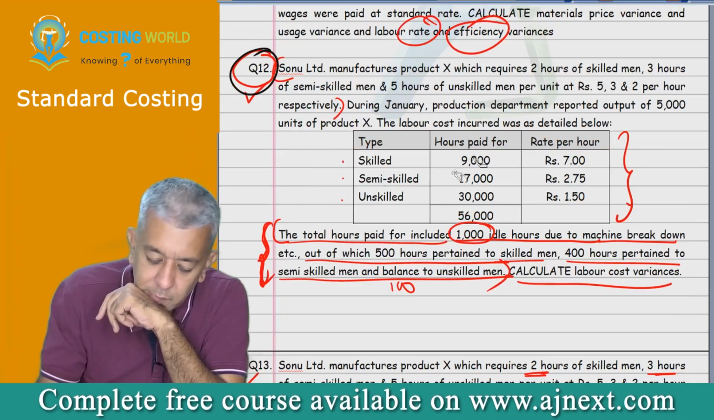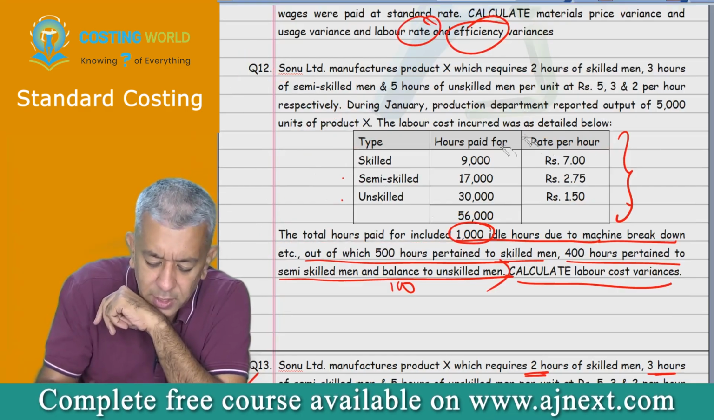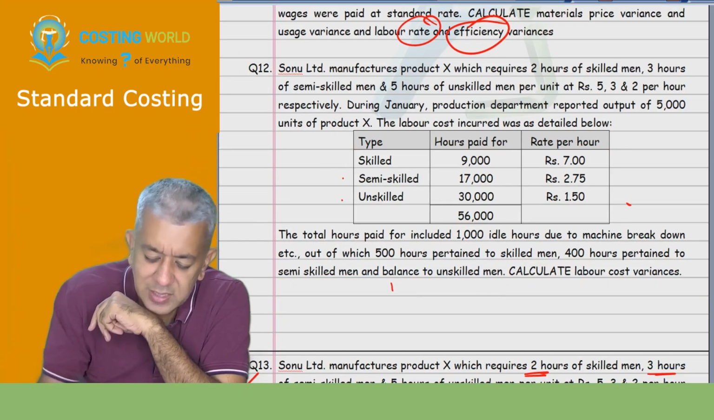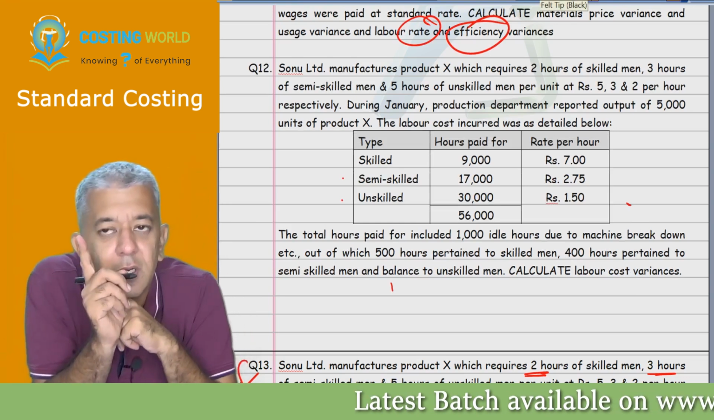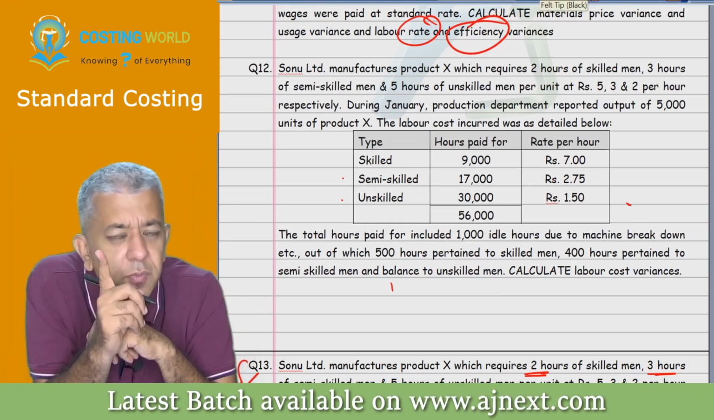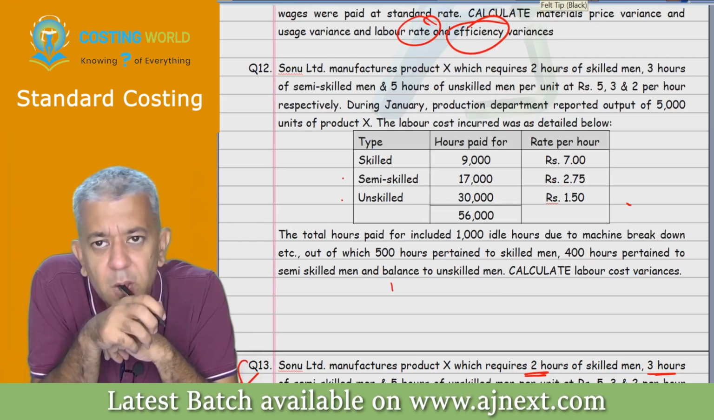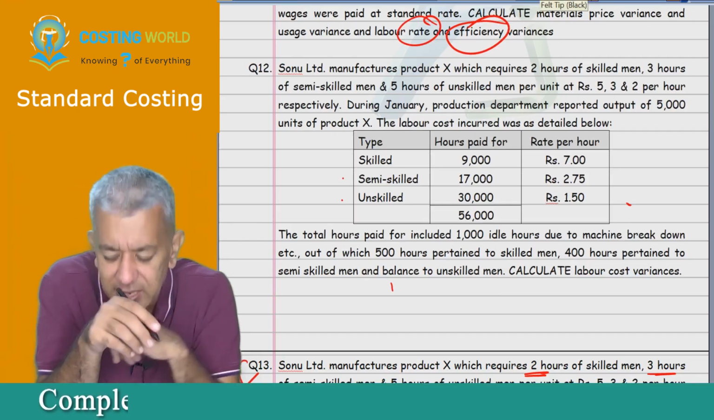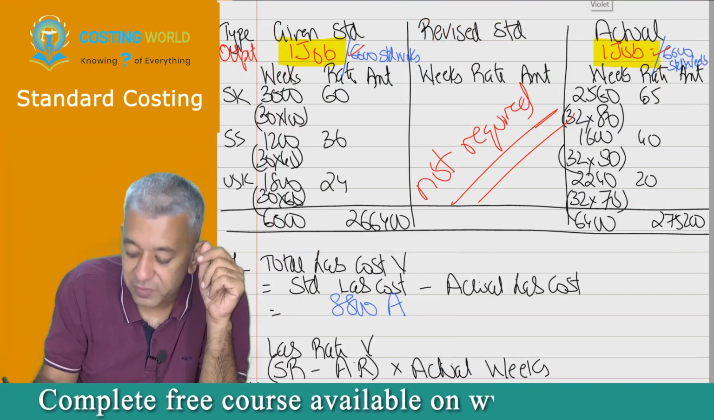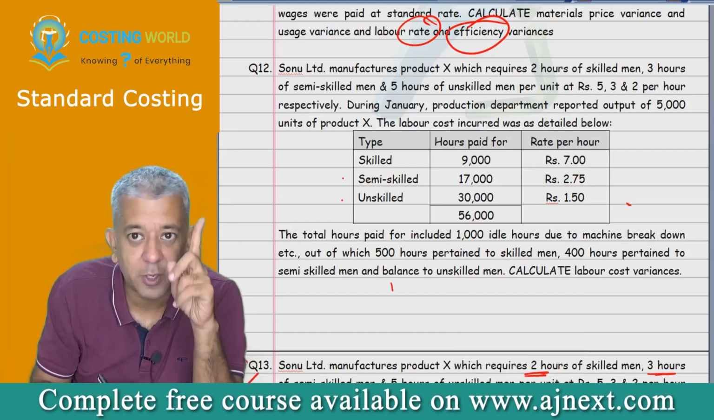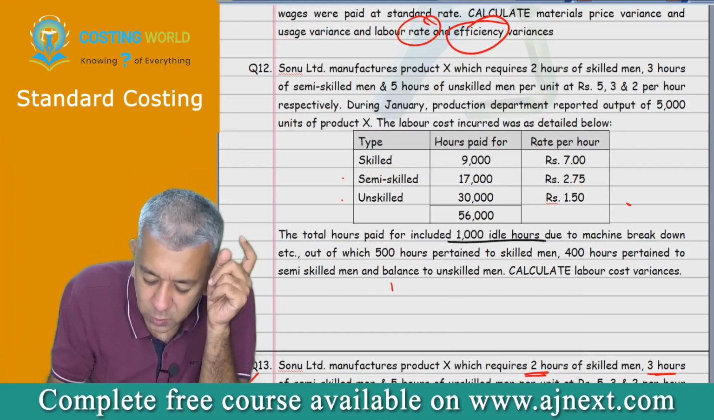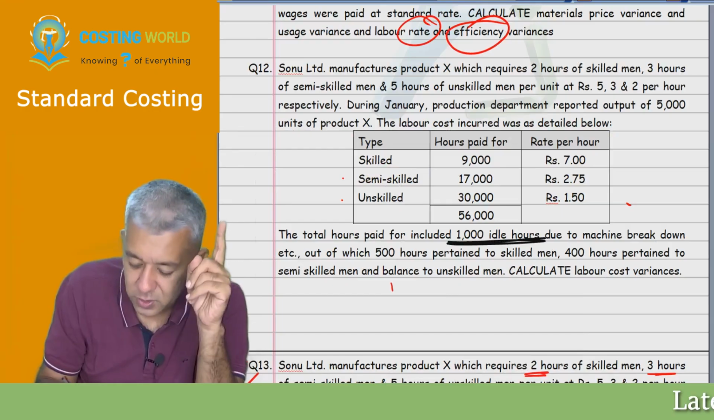Now, you all did this question last time. I think you all had made the revised standard for 1 unit. Correct, no? In your notebooks, you will come there. And the revised standard was prepared for 5,000 units. Let me also just try to remind you of one thing. In that question, there were 1,000 idle hours. Okay, so just wait.